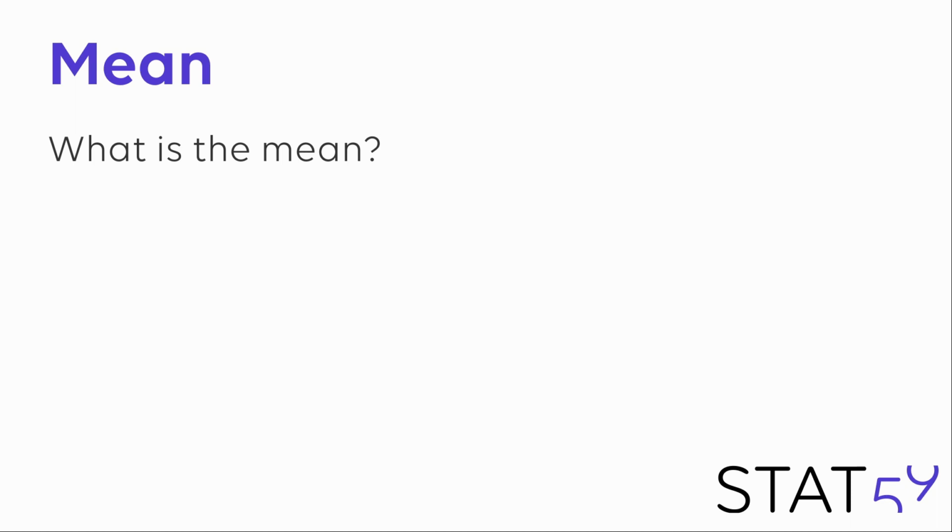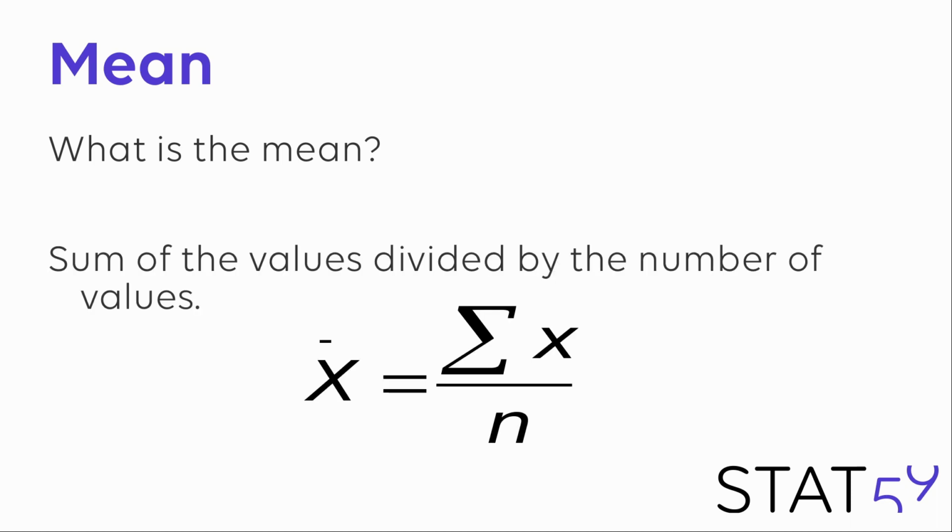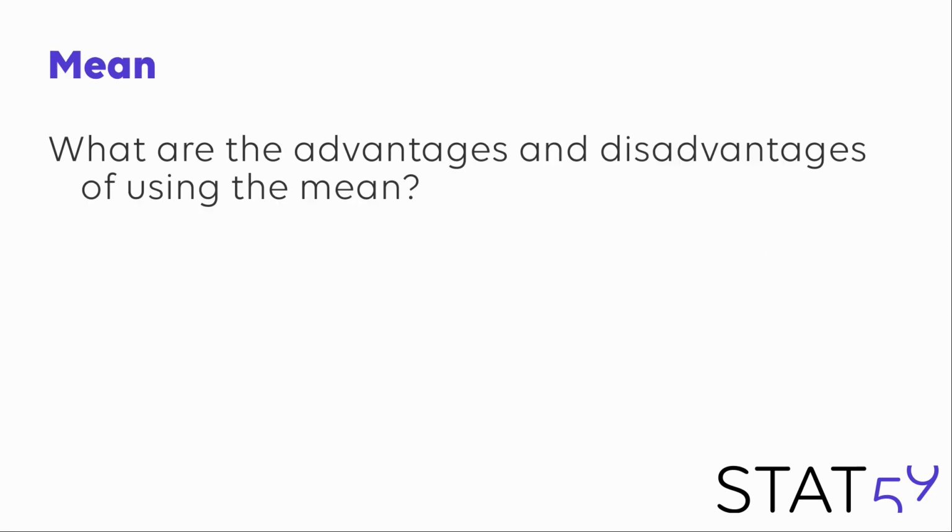The mean is probably the most common of these statistics, but what is it? Well, the mean is the sum of all the values divided by the number of values. And as statisticians, we like to express it like this.